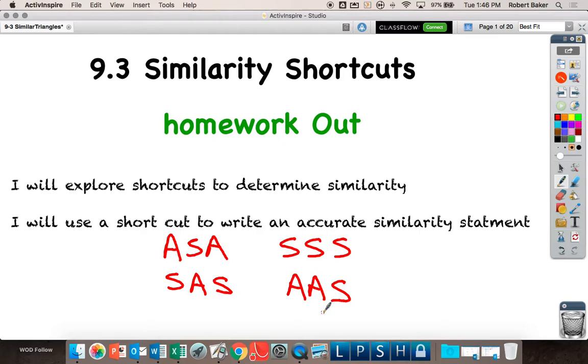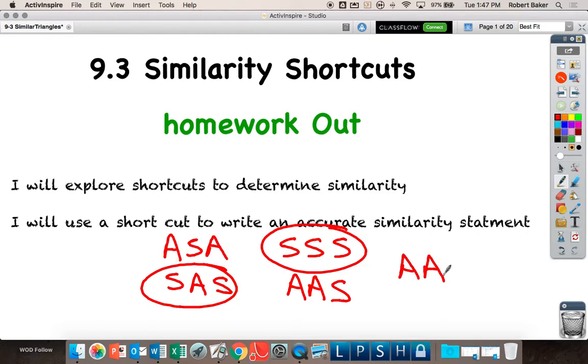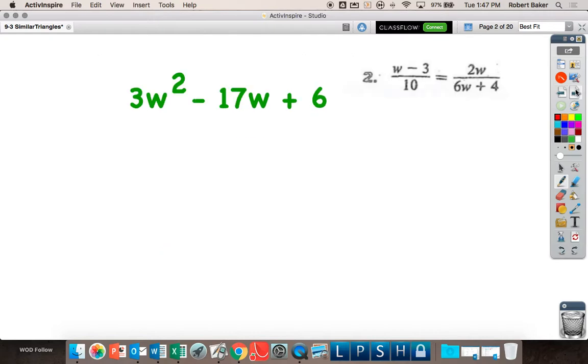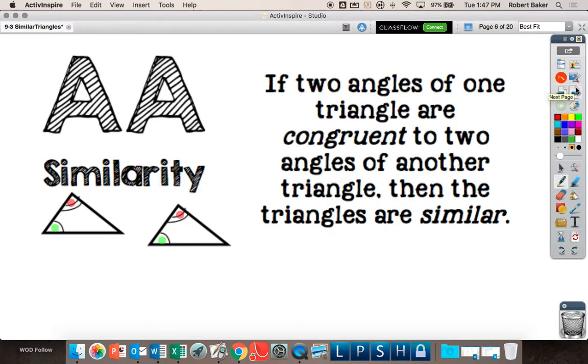Now if you look at your notes today, we only have 3 similarity shortcuts. So the 3 similarity shortcuts are side, side, side. What's the other one? Side, angle, side. And then a new one, which is just angle, angle. So we're looking at 2 you've already used and 1 new one today. Alright, so I'm going to skip past a couple of these things and we'll get to the bulk of the notes here. So, the angle similarity shortcut.